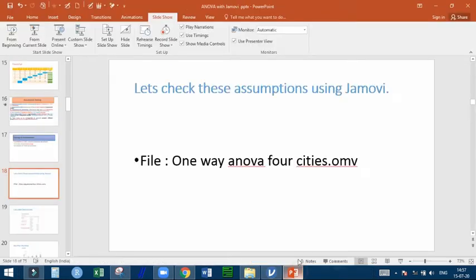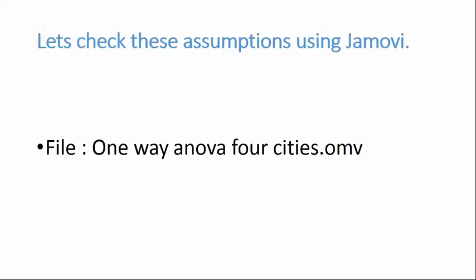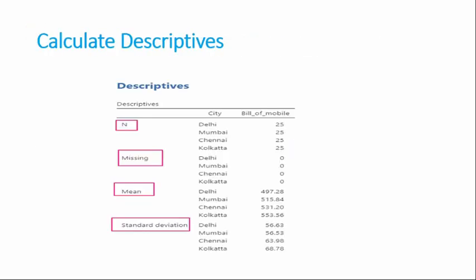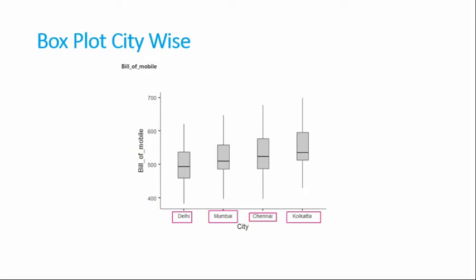Let's come to our slides and discuss in detail. This is the descriptive: N, missing, mean, standard deviation. Friends, I have demonstrated how to calculate this with Jamovi. And this is the box plot city wise. Again, I am stressing this point: you have to calculate the box plot separately for each city.